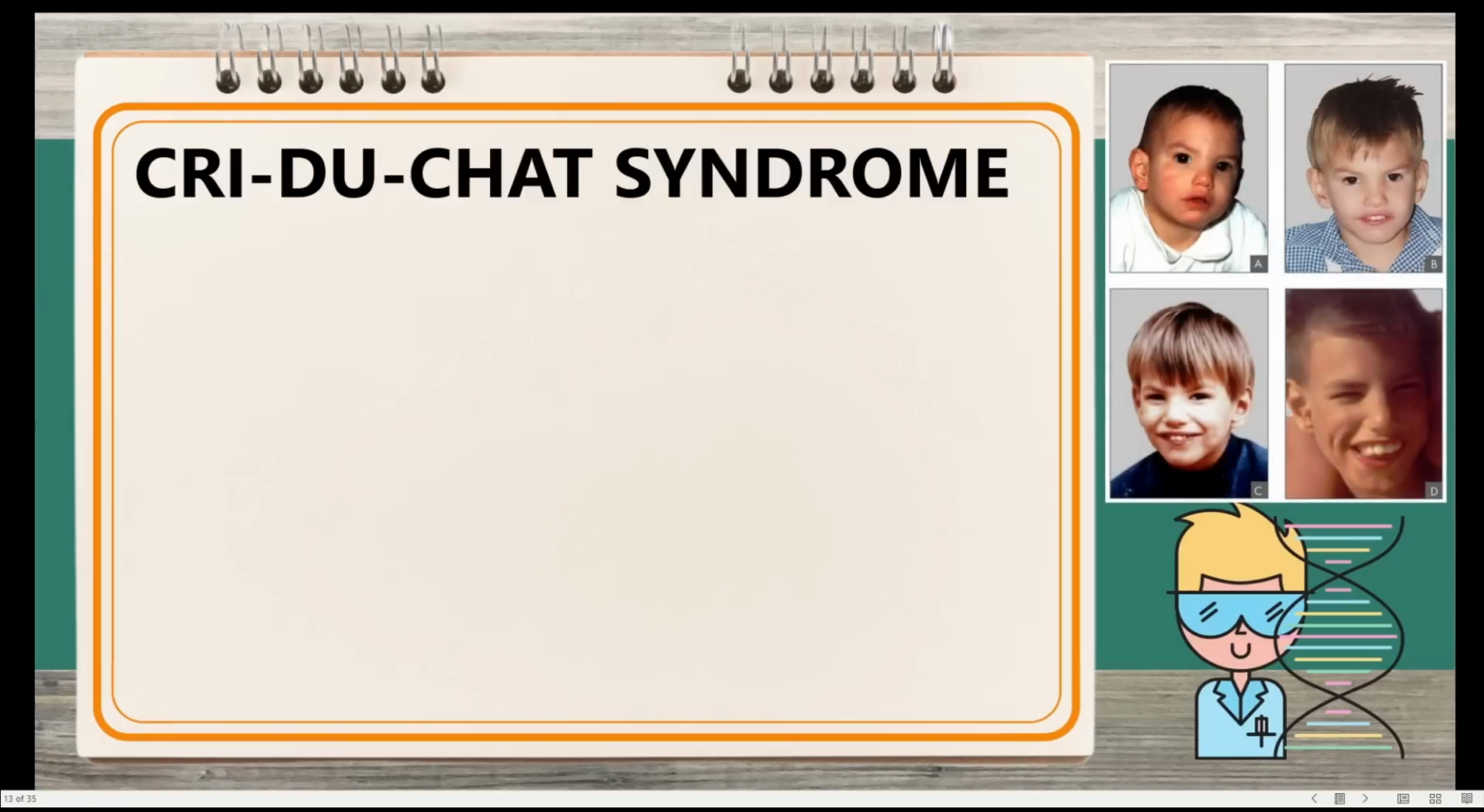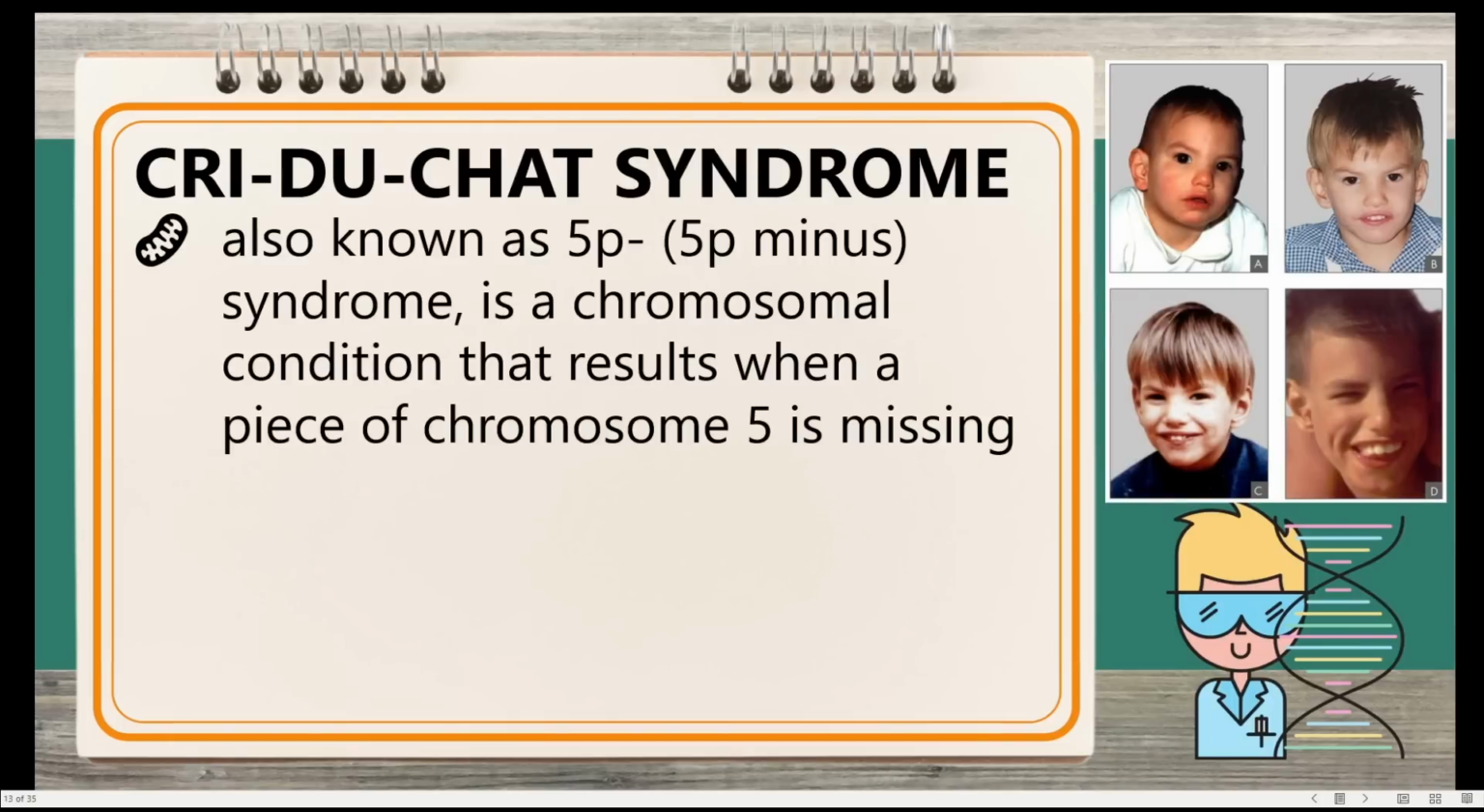Let's start with the first genetic disorder, which is the Cri du chat Syndrome. So Cri du chat means cat's cry. So, Cri du chat Syndrome is also known as a 5p- syndrome. Ibig sabihin may problema sa chromosome number 5, in which one piece of that chromosome is missing.